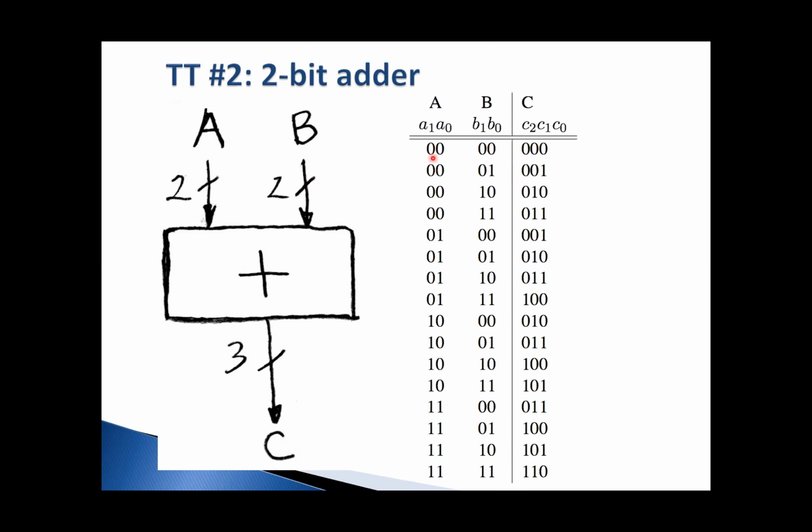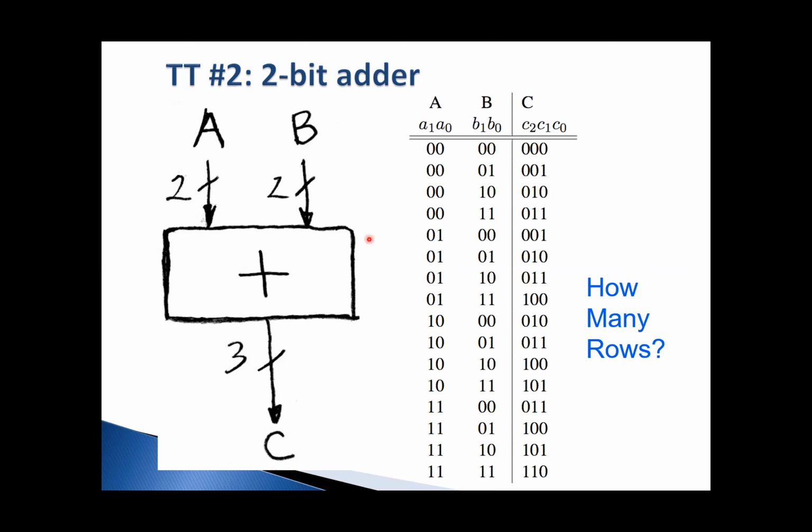You can see with 2-bit inputs, how many rows are there? 2 to the 4, right? Because in total I have 4 bits. So I have 2 to the 4 combinations. And of course, some of them are repeated, but still, the truth table is long.